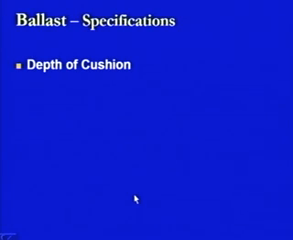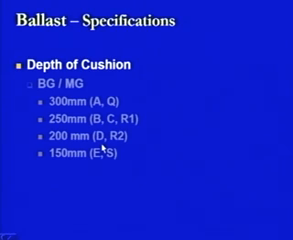The depth of cushion we have already seen when we saw the specifications of the permanent way on Indian Railways, and we have also been discussing this aspect again and again. This depth of cushion in the case of the broad gauge or the meter gauge is defined on the basis of the classification of route under that category.